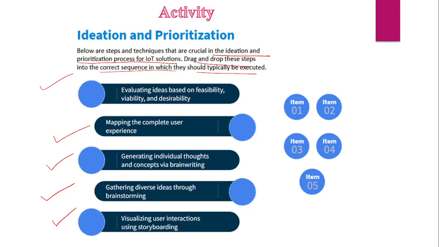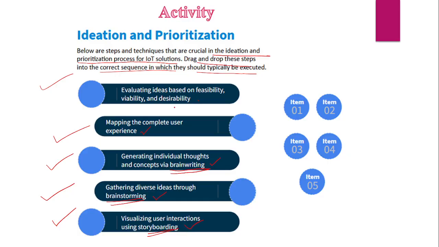Now you can see, evaluating ideas based on feasibility, viability and desirability is statement 1. Mapping the complete user experience, statement 2. Generating individual thoughts and concepts via brain writing, statement 3. Gathering diverse ideas through brainstorming. Now you can see they are using brain writing and brainstorming, and visualizing the user interaction using a storyboard also. So almost 3 ideation techniques are going to be here.